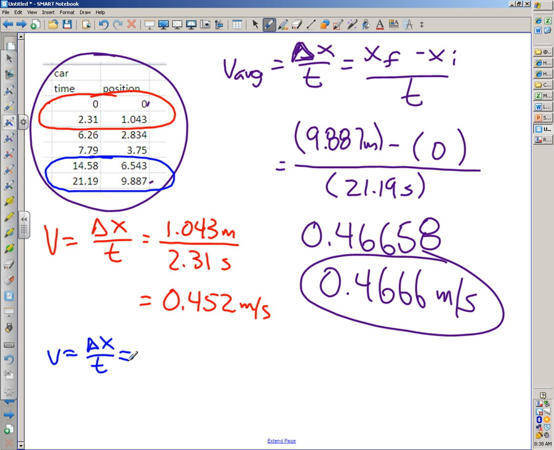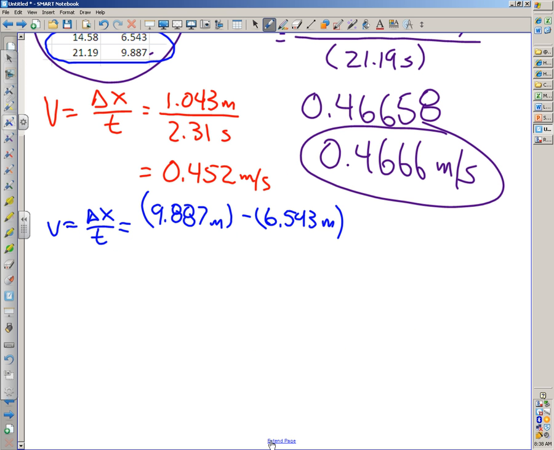In order to know the displacement during an interval, what do I need to know? Final and initial. So, Kraft, what was this car's final position during this interval? 9.887 meters was its final position. Minus, for this section right here, the initial position being 6.543 meters. Right?